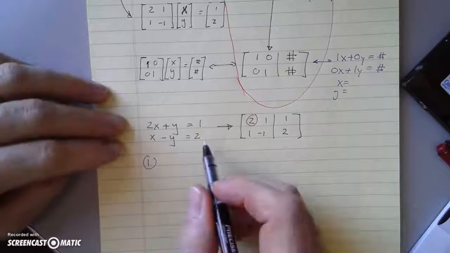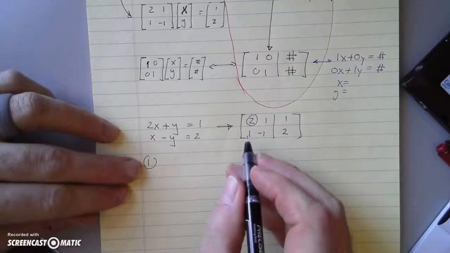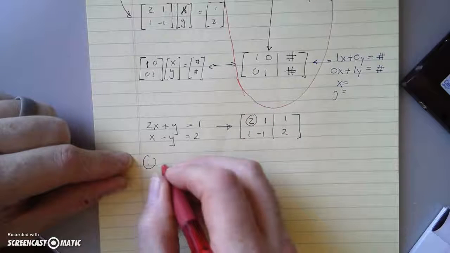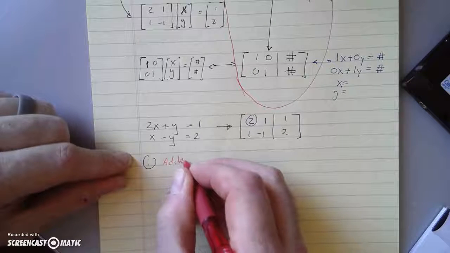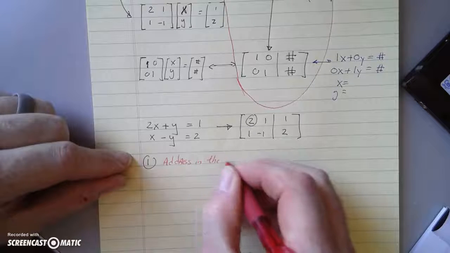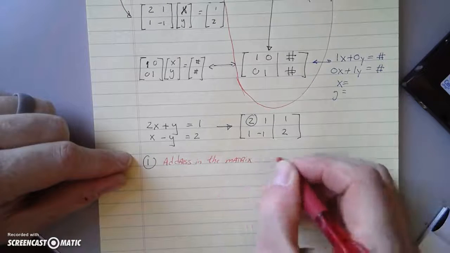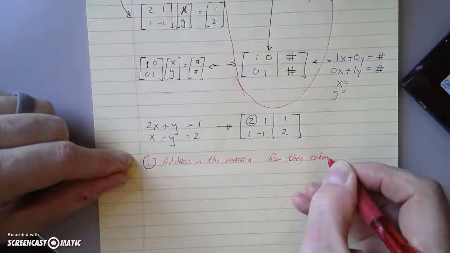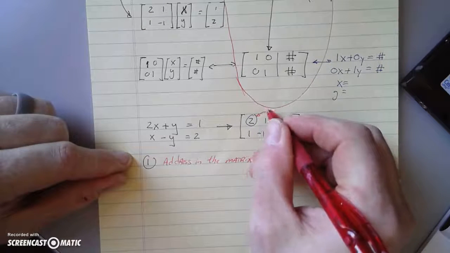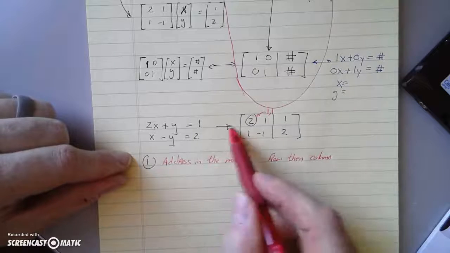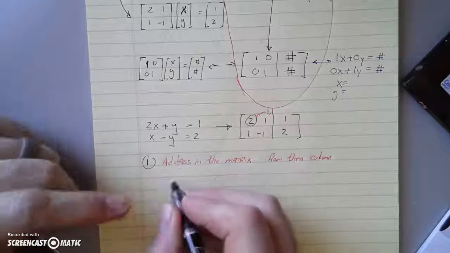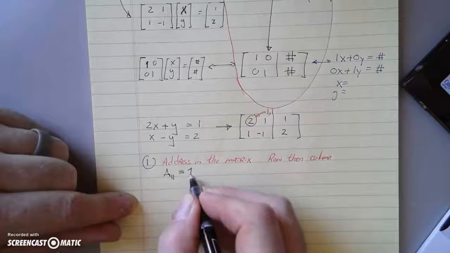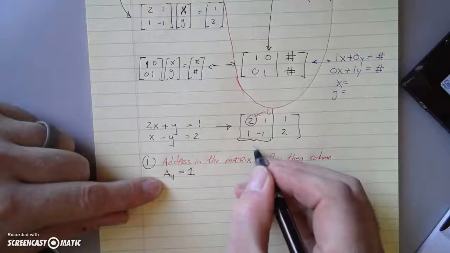So here's what we're going to do. We've converted it. That's step 1. Now, it'll be helpful if we can refer to elements of this matrix. The way we refer to an address in the matrix is row, then column. So this is the 1, 1 spot. It's the first row, first column. So we want A1,1 to be equal to 1. We'll call this matrix A.